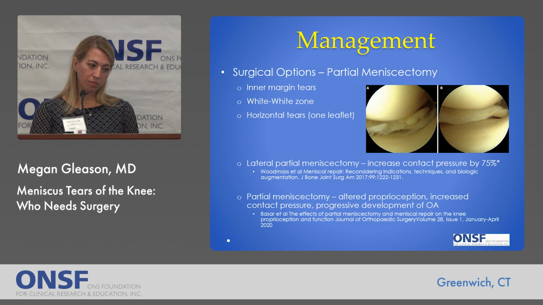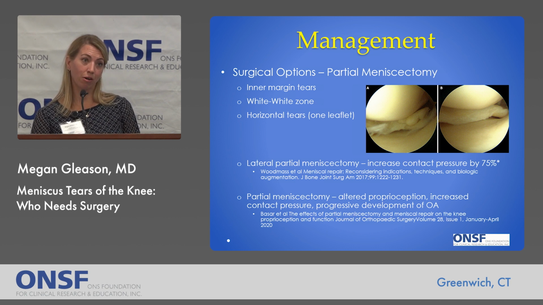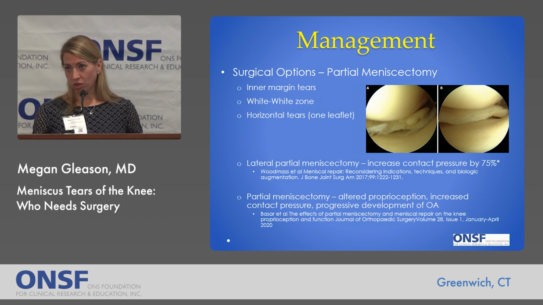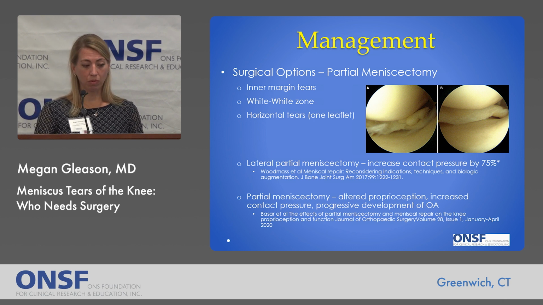So partial meniscectomy for the inner margins, that white zone I talked about, or leaflet tears, those horizontal tears. The problem with doing a meniscectomy, and why not just go in and trim everybody up, is that as we take away that shock absorber, that bumper, we increase the contact pressure, which then puts people at risk for developing arthritis. So on the lateral side, you can increase the contact pressure by up to 75%. We worry about that progression into osteoarthritis.